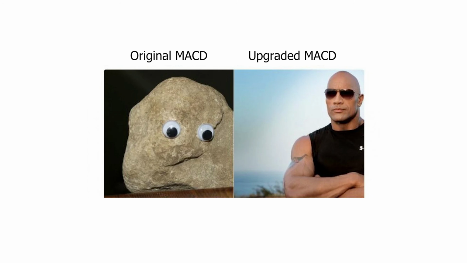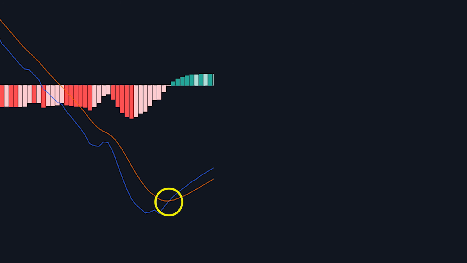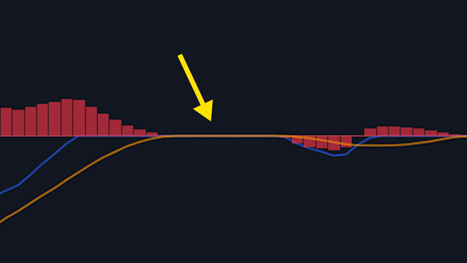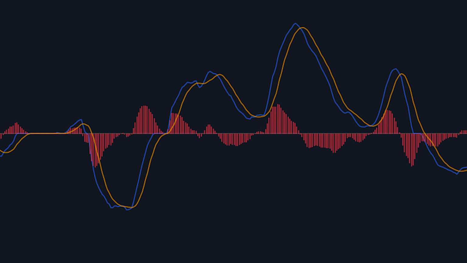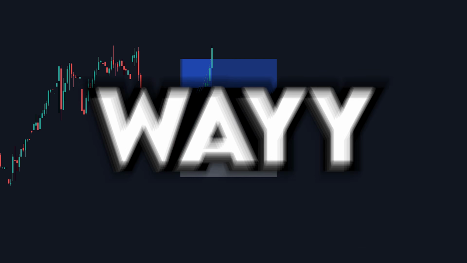Now, what makes this indicator so superior to the original MACD strategy is this. Instead of, like the original MACD, giving you false signals when the market is consolidating, with this upgraded version it won't give you signals at all when the market is consolidating. It will only give you signals when the market is trending, making it perform way better than the original MACD indicator.